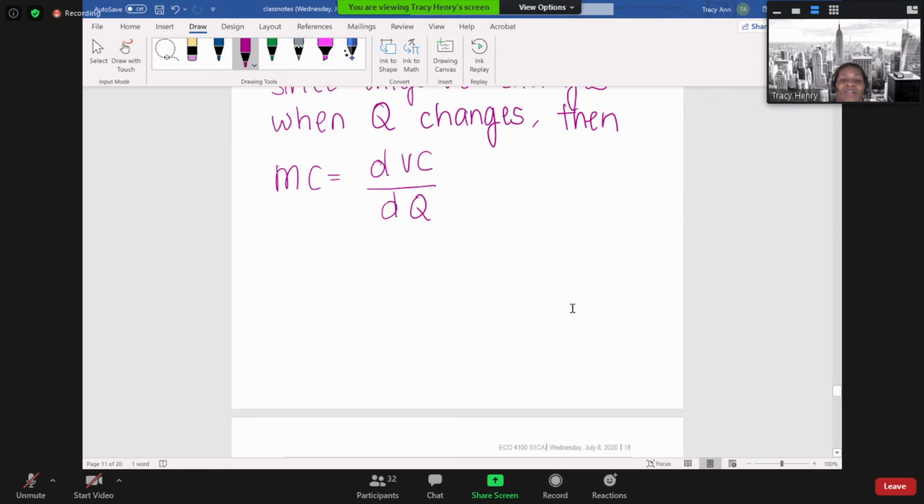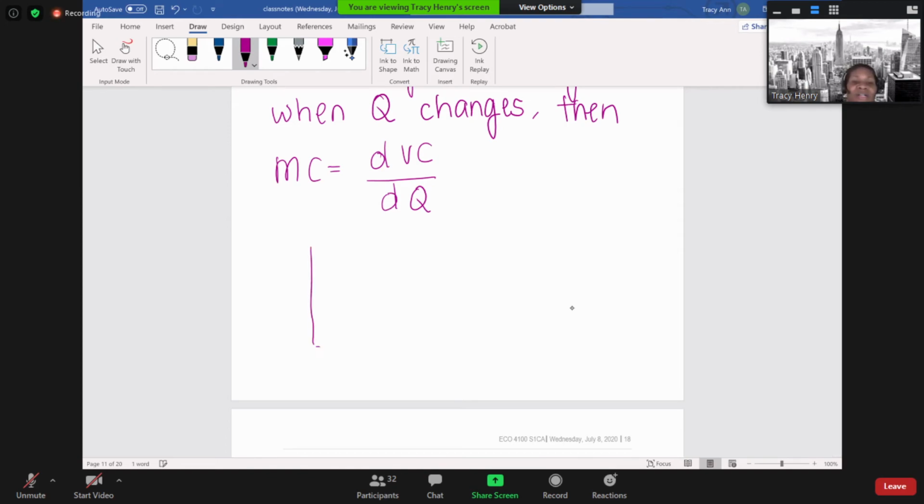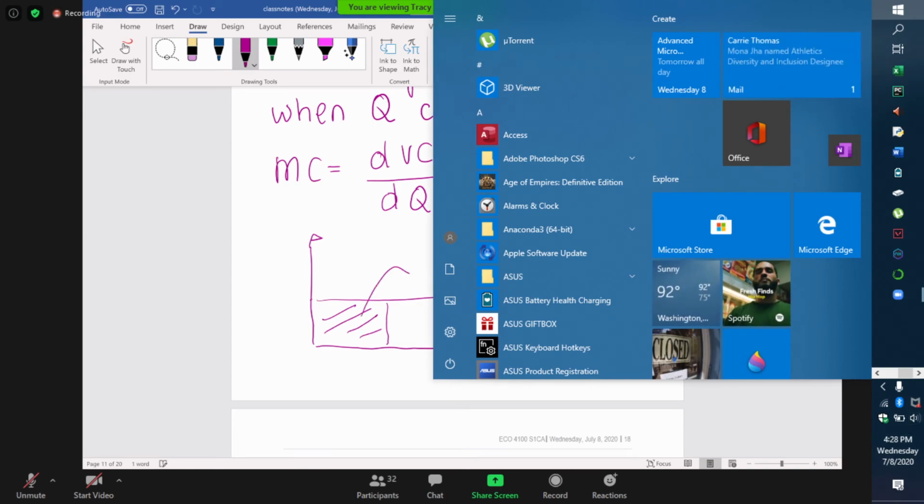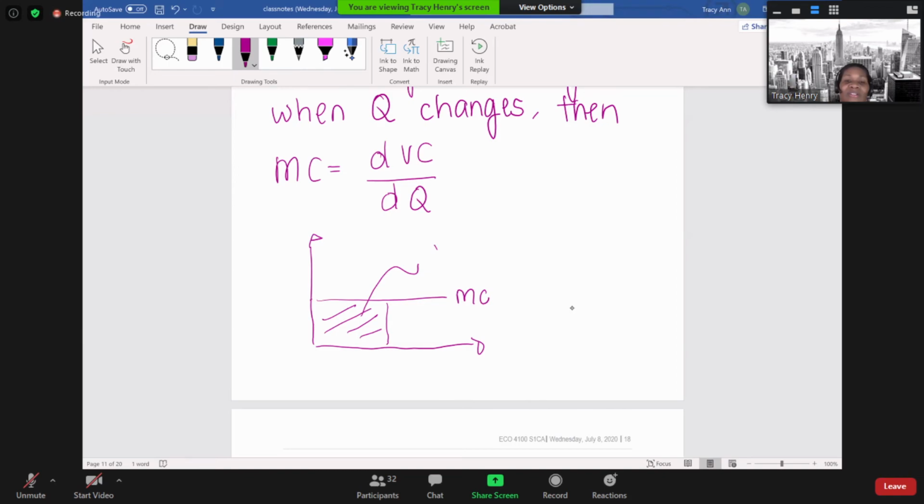Now, why am I saying all of that? If I have my marginal cost here, this is the marginal cost. Each point on my marginal cost curve is telling me what is the additional cost to produce that additional unit. And if I sum it all together, then it's going to tell me what is the total additional cost to produce that total additional units. So if I sum it all together, then I'm actually getting the variable cost. So if I look at my marginal cost curve, the area under my marginal cost curve gives me my total variable cost.